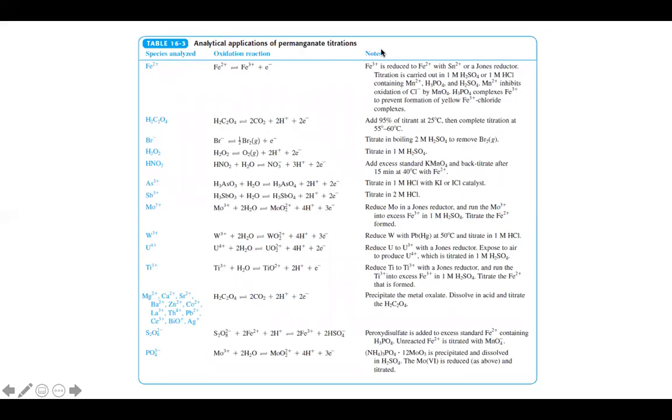So here are some of the analytical applications of permanganate titrations. We won't really go into these in much detail. It's just really for your reference. You can see it here.